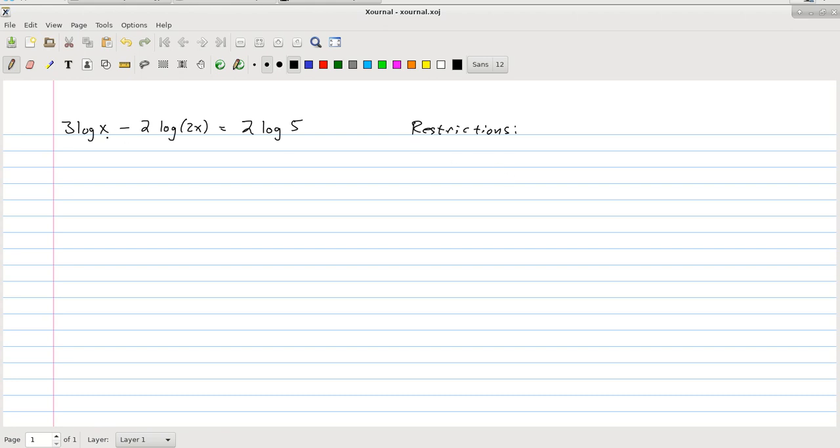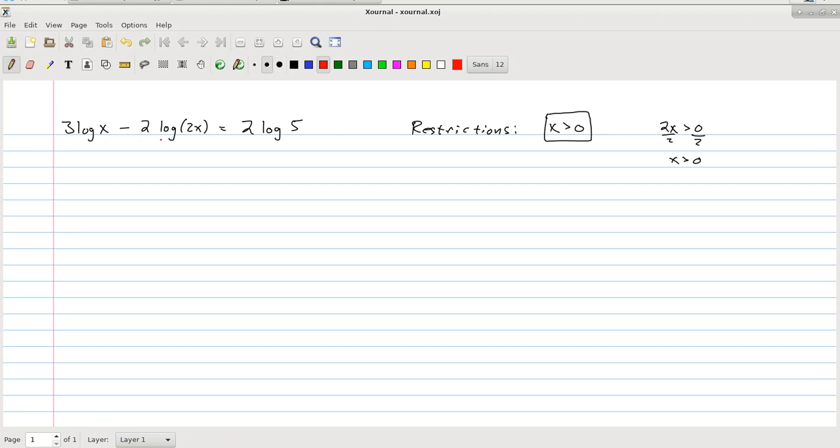So looking at our first term, we need the inside to be greater than 0. If we look at the second log, we can say the same thing. The inside of that log needs to be greater than 0. If we now solve this inequality for x, we get x is greater than 0, which is the same thing that we'd said before. X is greater than 0. This means we need to keep only positive answers. With this in mind, let's now solve the equation.